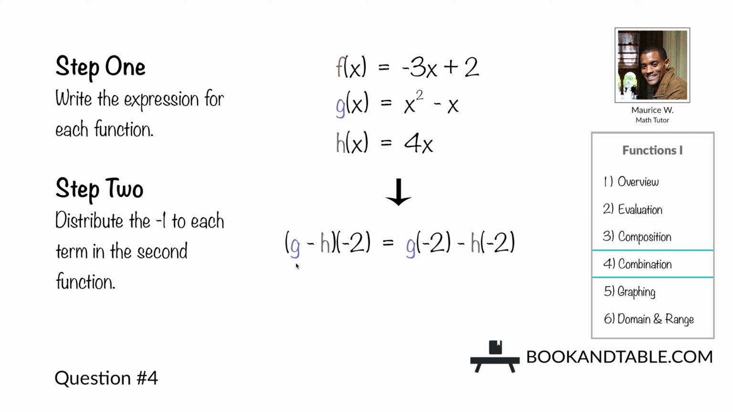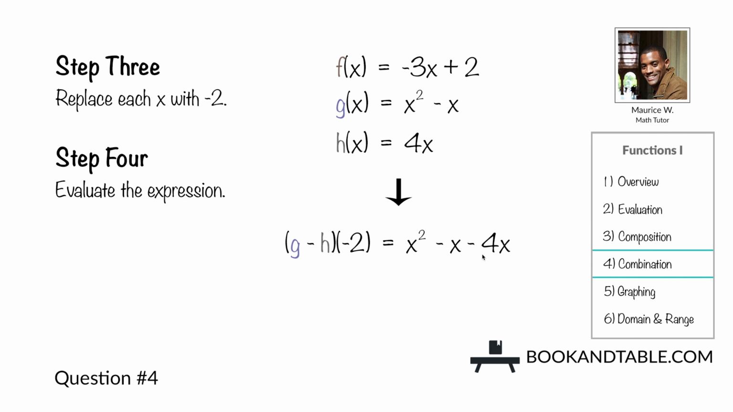We were asked to find g minus h of negative 2. And that'll be equal to g of negative 2 minus h of negative 2. So we first want to write the expression for each function, g and h, which would be x squared minus x minus 4x, which would just be minus 4x. And now step 3, replace each x with negative 2, giving us negative 2 squared minus negative 2 minus 4 times negative 2.